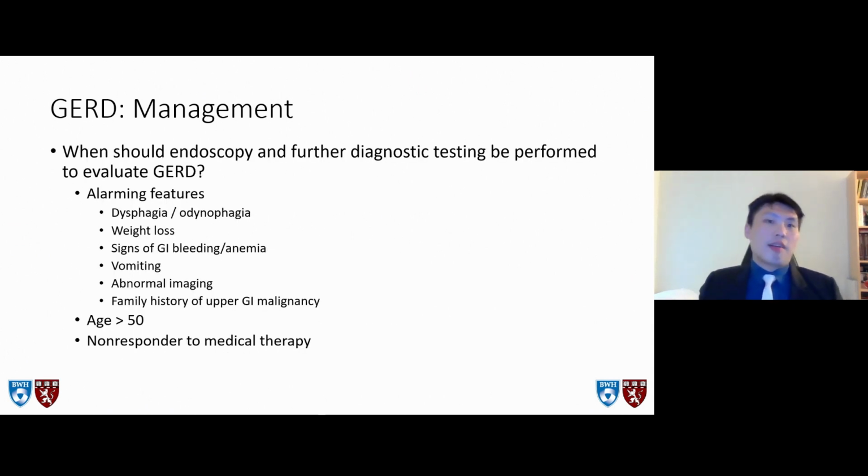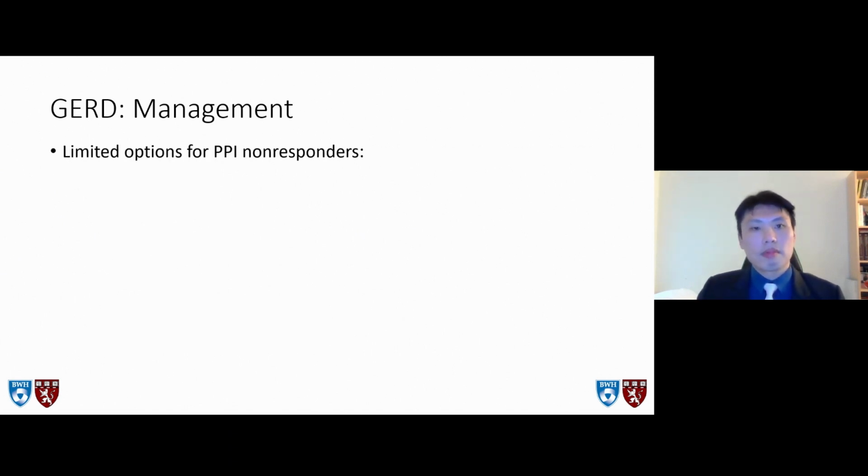One of the things that we have to consider is when do we proceed to further management of evaluation of GERD, including performing endoscopy and further diagnostic testing. Some of the things that we look for are patients who come in with alarming features, including dysphagia, odynophagia, weight loss, any signs of bleeding, vomiting, any abnormal imaging, or known family history of upper GI malignancy. Older patients, greater than 50 and presenting with new onset symptoms is another alarm feature, as well as patients who are non-responders to medical therapy.